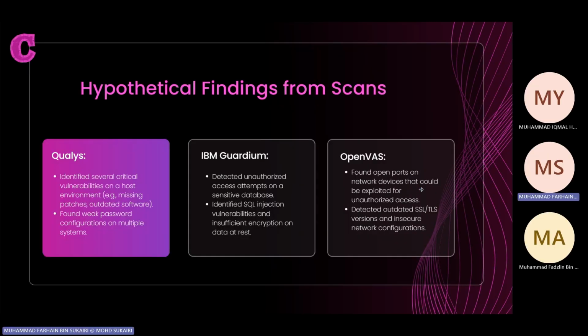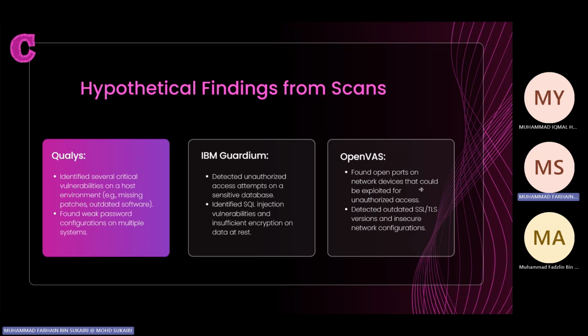So next, I will continue with the hypothetical finding from scan. First of all, my name is Muhammad Farhain bin Sukairi. So for the Qualys scan, during the Qualys scan, we identified several critical vulnerabilities such as outdated software and missing security patch. This could be exploited by attacker to gain unauthorized access to the system.